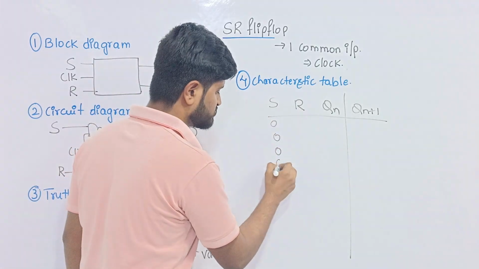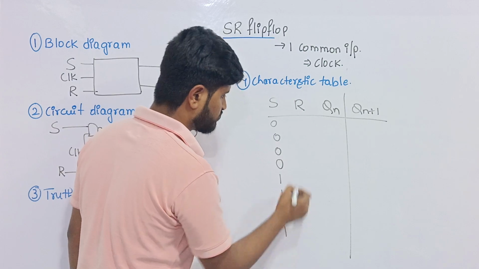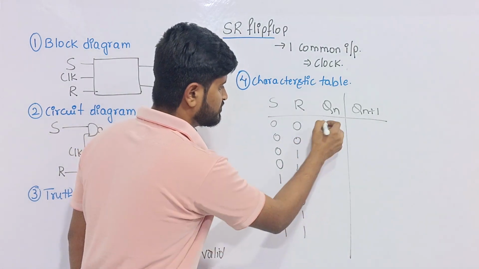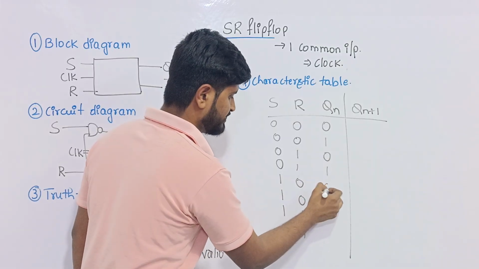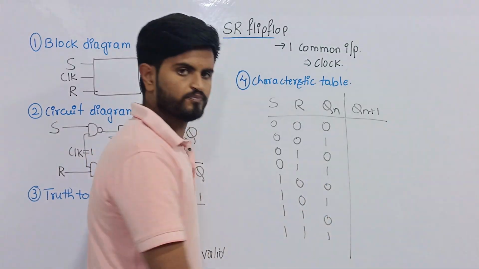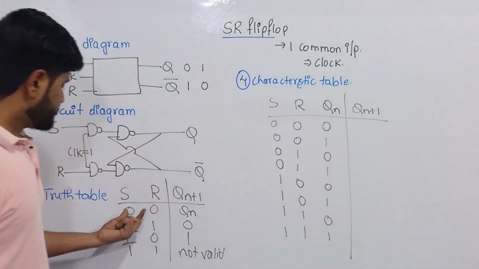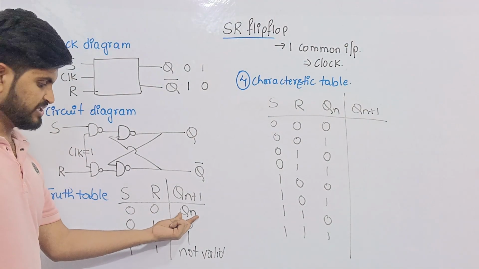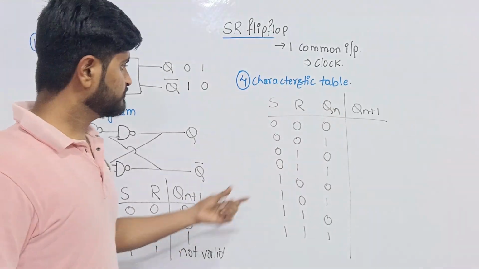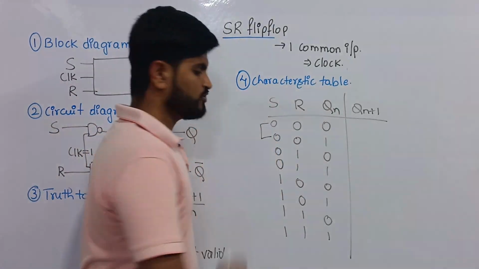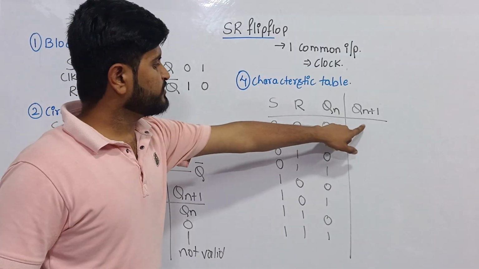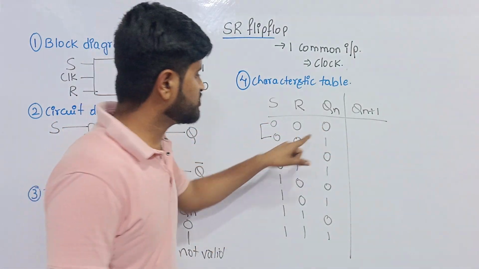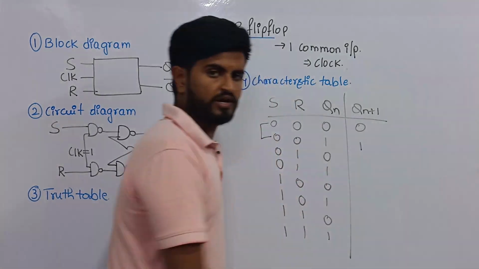Since I am having three inputs, what will be the possible combinations? 0, 0, 0, 0, 0, 1, 0, 1, 0, 1, 0, 1, and so on. Now, when the S and R values are both equal to 0, the output will be the previous state value. When both S and R are equal to 0, the present state output will be equal to the previous state output, that is 0 and 1. Just copy them, 0, 1.